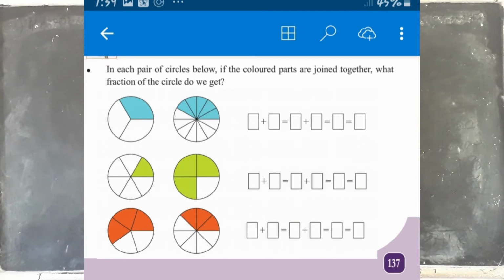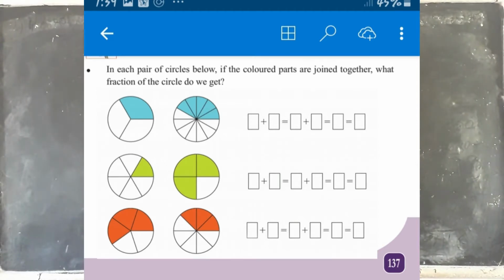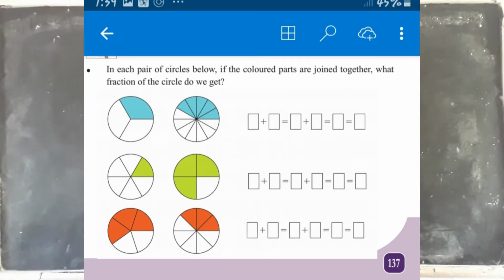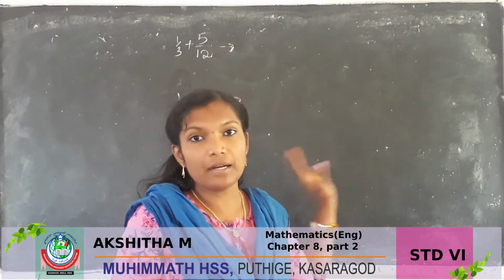In the fourth circle, 3 parts colored out of 4 parts. In the fifth circle, 3 parts colored out of 5 parts. In the sixth circle, 3 parts colored out of 8 parts. When we join these parts, what fraction do we get? Let us see what fraction we get when joining these parts.